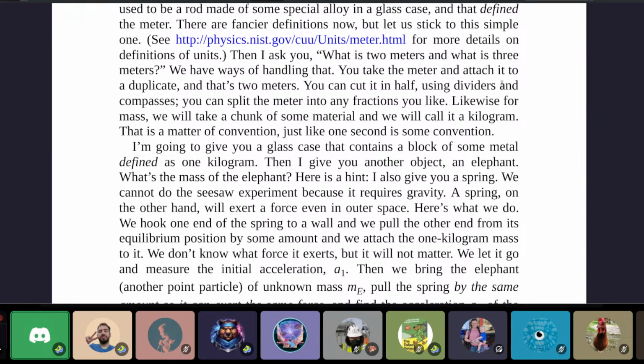You take the meter and attach it to a duplicate, and that's 2 meters. You can cut it in half using dividers and compasses. You can split the meter into any fractions you like. Likewise for mass. We will take a chunk of some material and we will call it a kilogram. It's a matter of convention, just like 1 second is some convention.